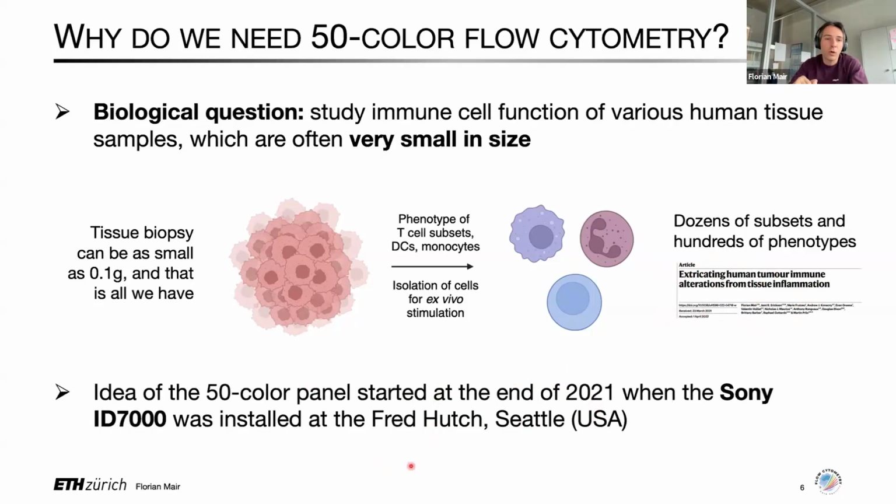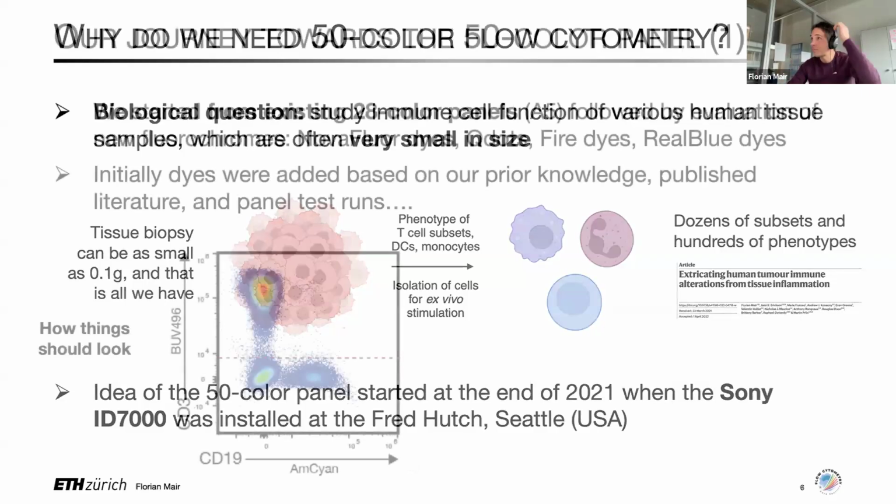at the end of 2021, which was the time at which the Sony ID7000 was installed at the Fred Hutch in Seattle. I believe at that time, that was one of the first instruments out there in the 7 laser configuration, including the deep UV. So naturally, we were super excited and felt like, yeah, we should get going right away.